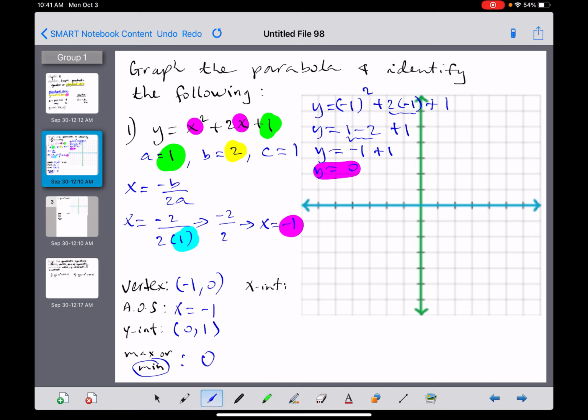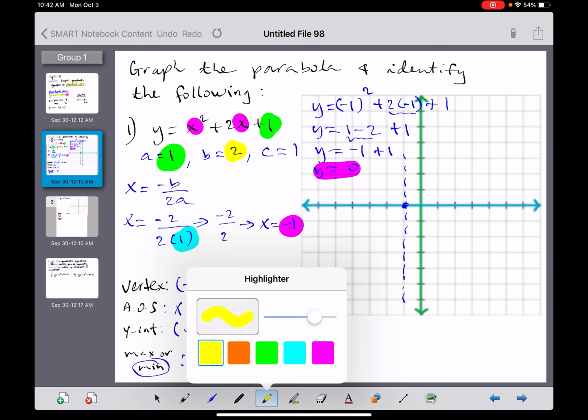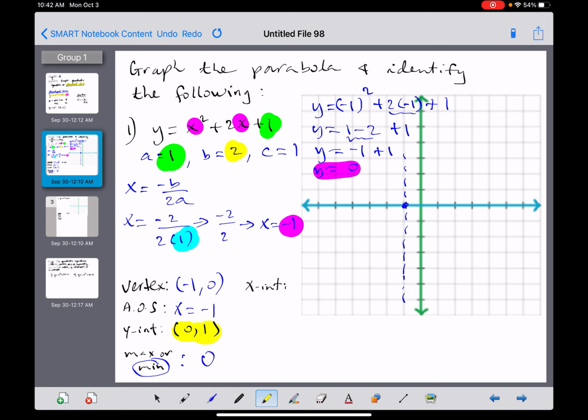For the x-intercept, we're going to wait until we graph it first. So let's graph negative 1, comma 0. Negative 1, comma 0 is right here. And I'm going to draw in my axis of symmetry. I know the graph is facing up, so you could use the y-intercept from here to graph it in. Why? Because it's still within the boundary.